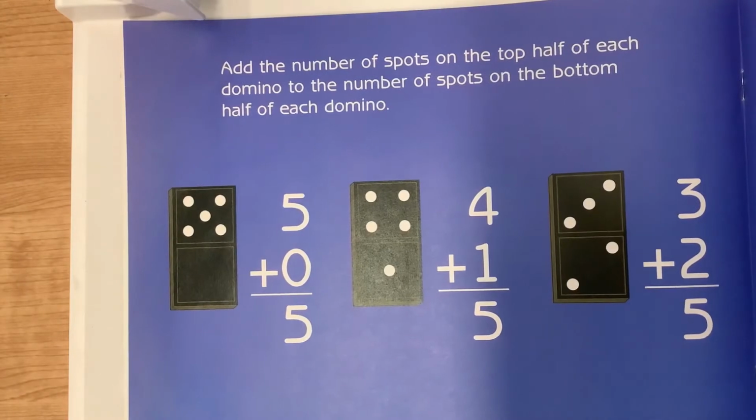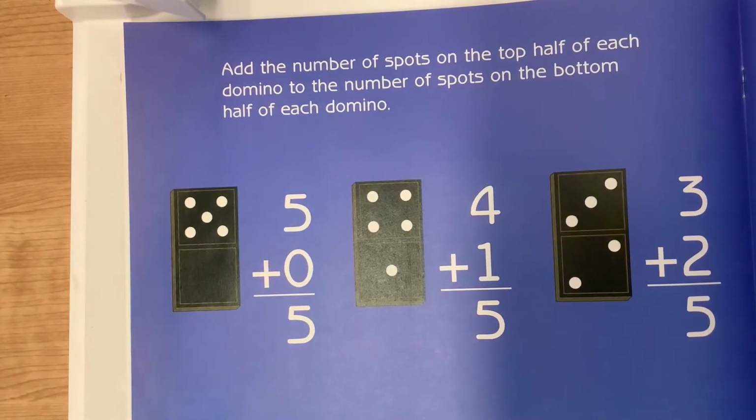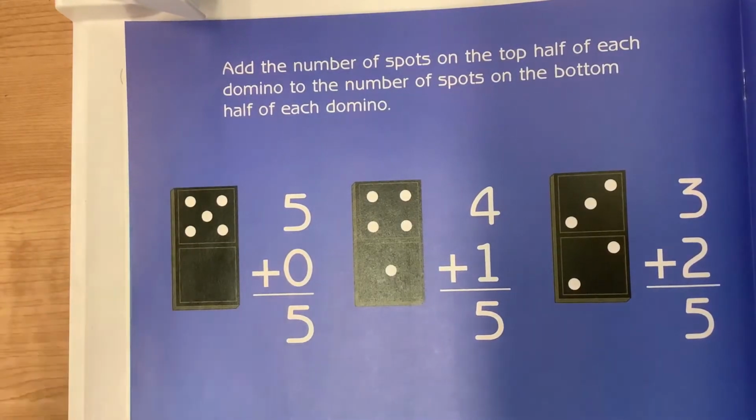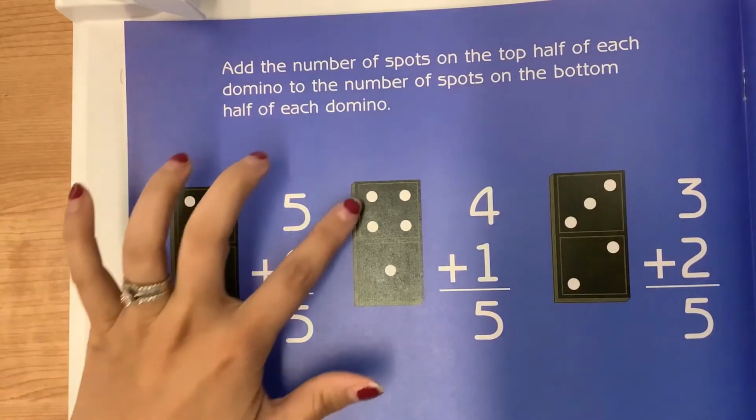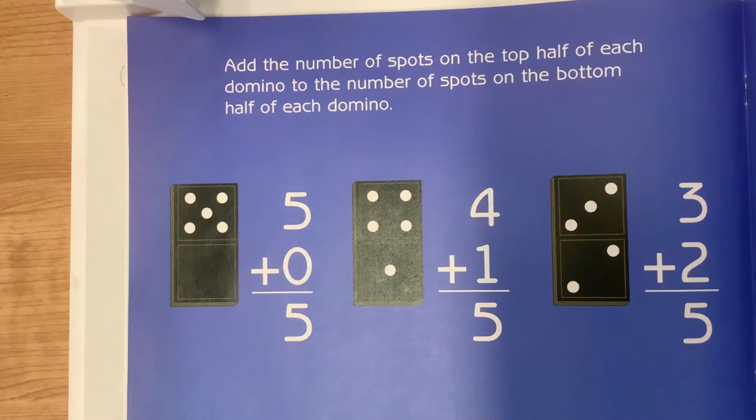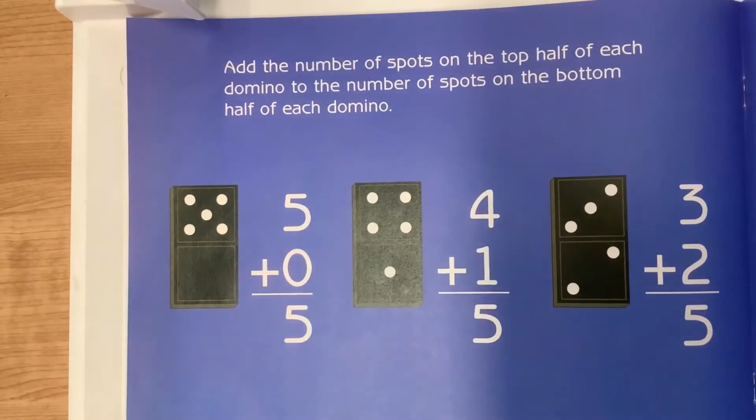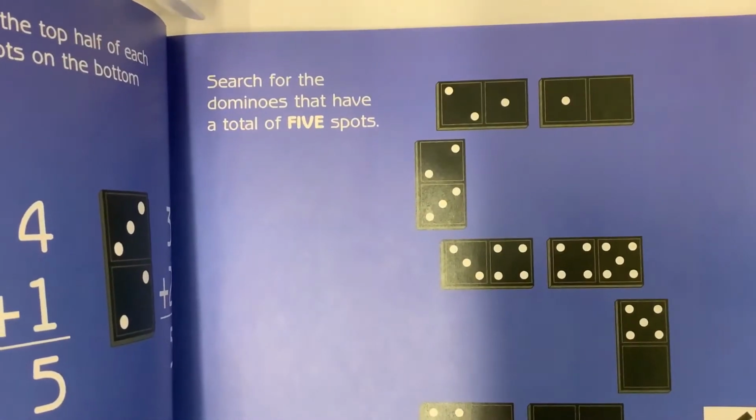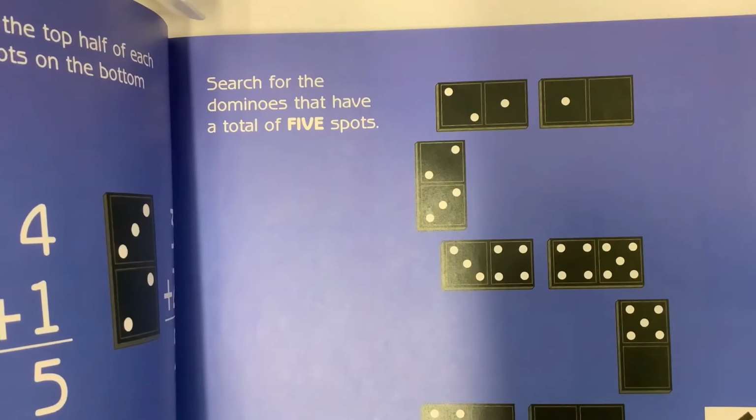Add the number of spots on the top half of each domino to the number of spots on the bottom half of each domino. 5 plus 0, the total is 5. 4 plus 1, the total is 5. 3 plus 2, the total is 5. Search for the dominoes that have a total of 5 spots.